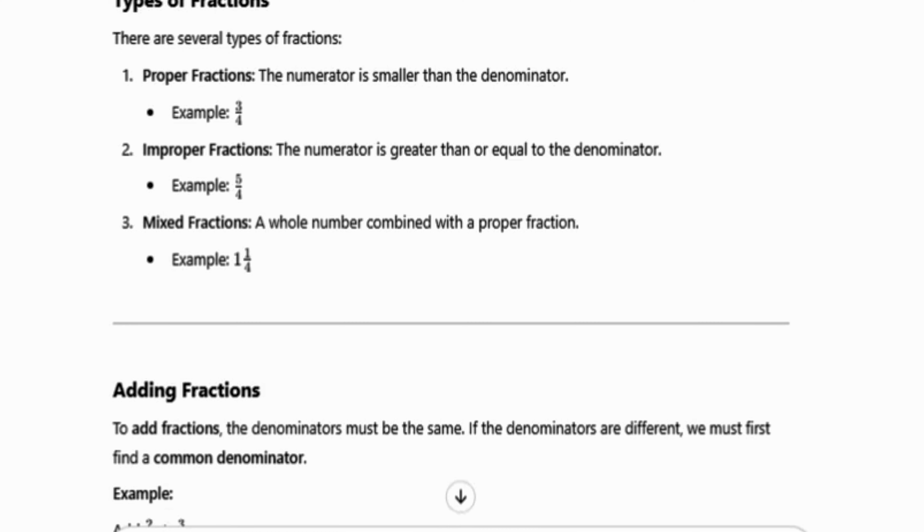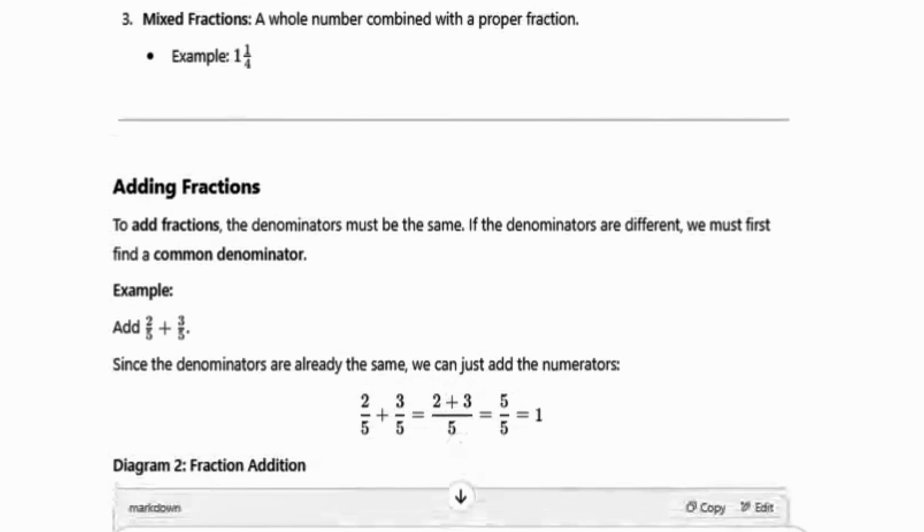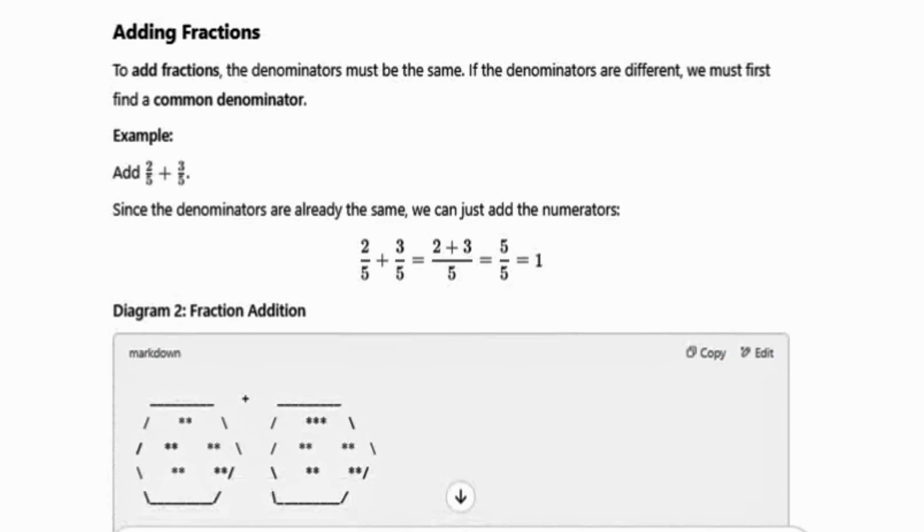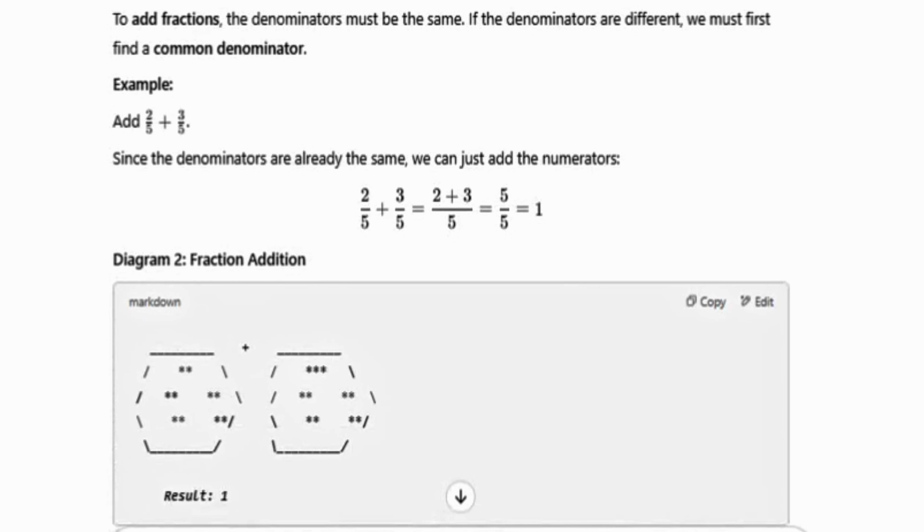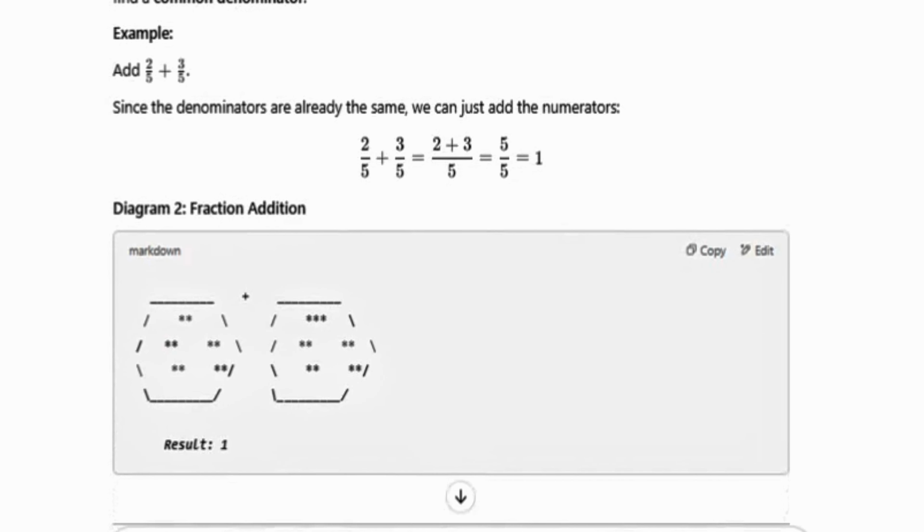Now let's move on to adding fractions. To add fractions, the denominators must be the same. If the denominators are different, we need to find a common denominator. Let's take the example 2/5 plus 3/5. Since the denominators are already the same, we can simply add the numerators. 2/5 plus 3/5 equals (2 plus 3)/5, which is 5/5, which equals 1. So the result is 1.